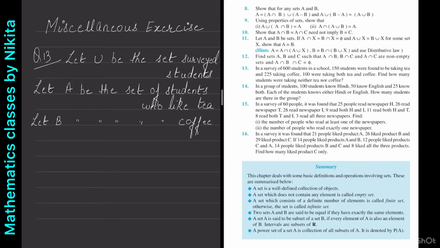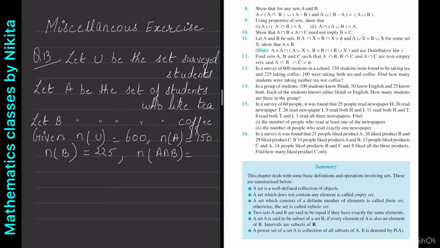So what is given to you? First of all, it is given that n of U, the number of elements in U, is 600. N of A is equal to 150. 225 students were taking coffee, so N of B is equal to 225. 100 were taking both tea and coffee, so that means N of A intersection B. Both means and. So this is 100. So I told you how you have to extract information from the given word problem.